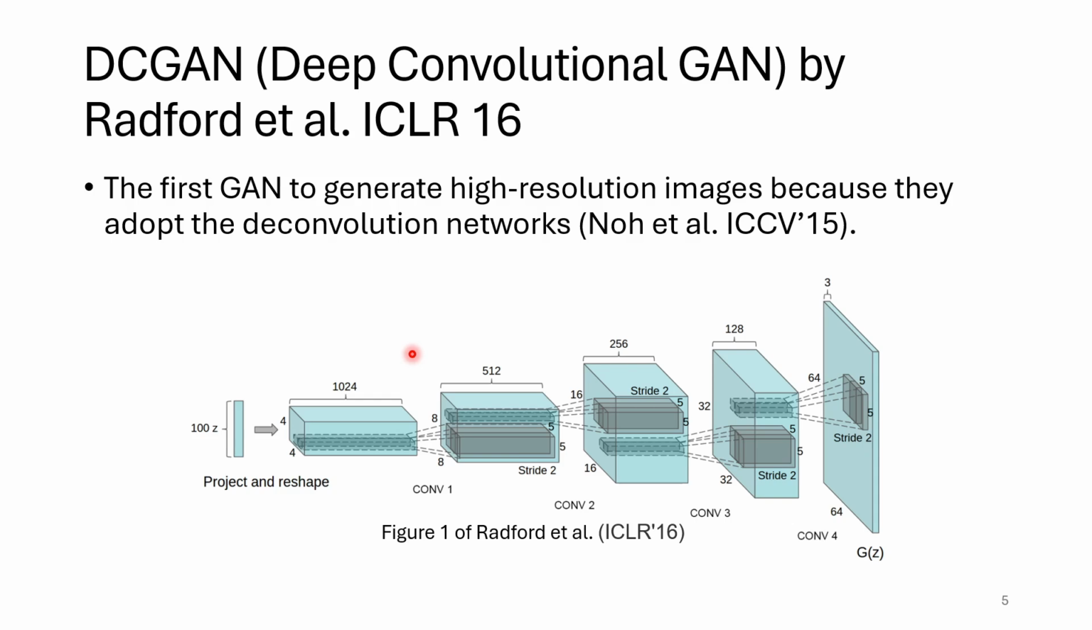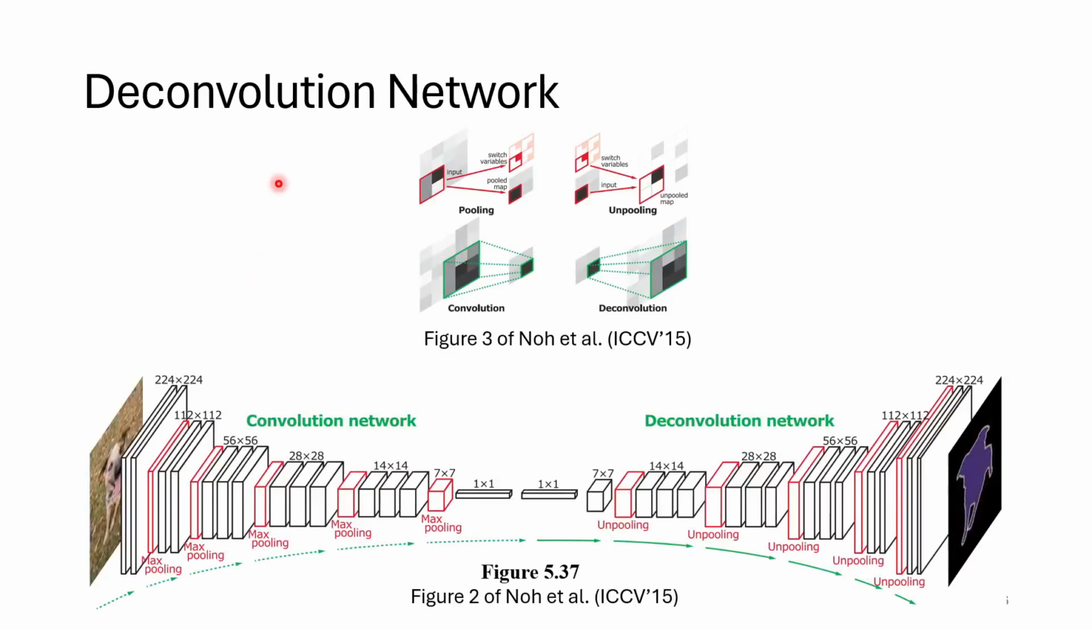Okay, so let's get started. So this is the first GAN which can generate high resolution images. So why can it generate high resolution? Because it uses the deconvolution neural network. So what is the deconvolution neural network? It was in a paper published in ICCV 15. So what does it mean? Let's take out the deconvolution neural network.